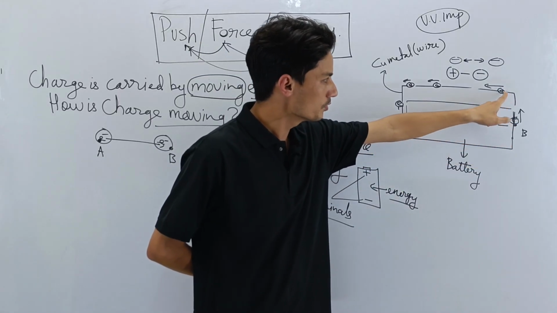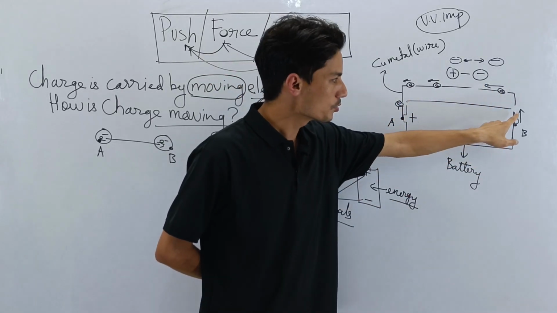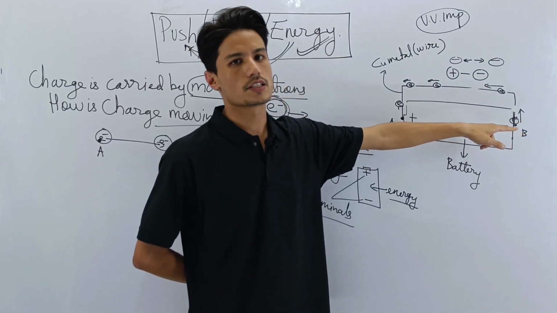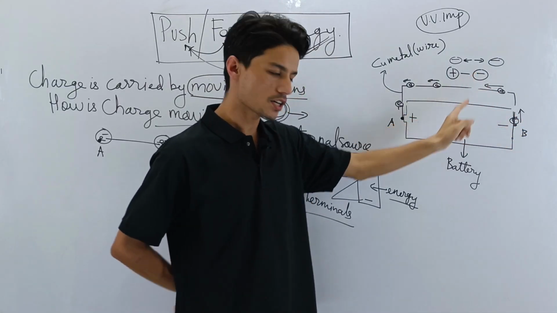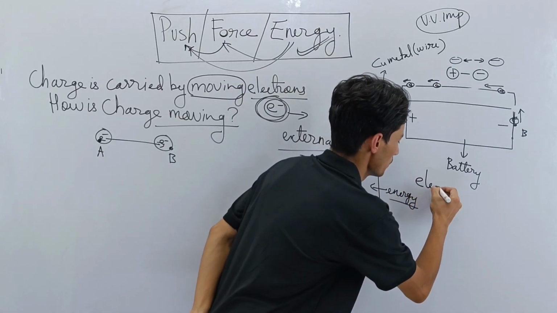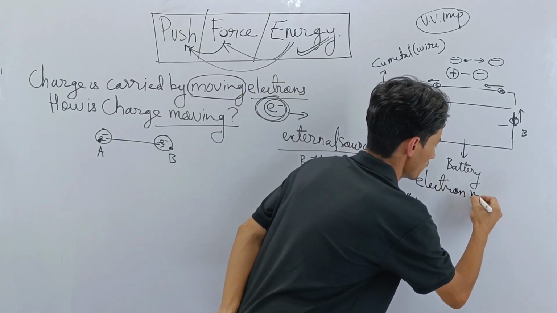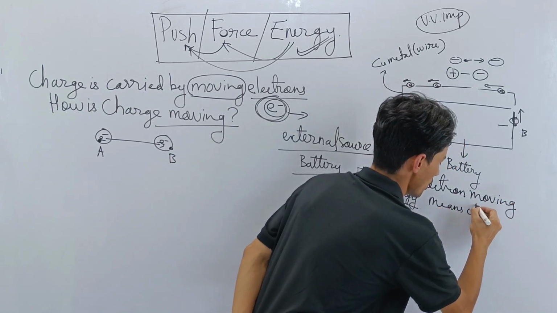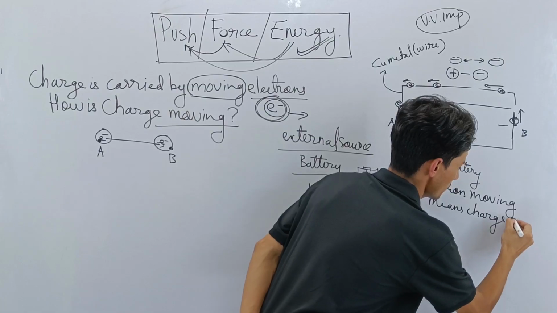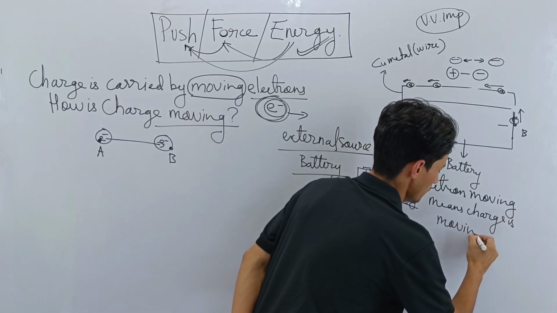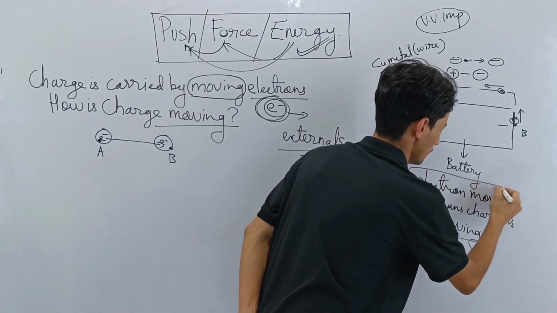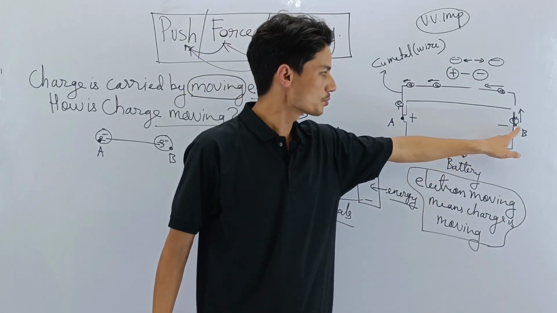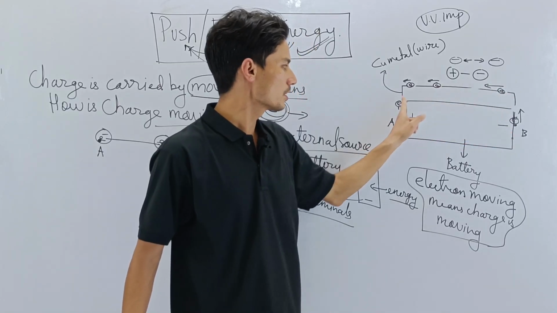So did the electron move? Is the electron moving? Yes. Electron moving means charge moving. So when the electron moves, charge is moving. Electron moving means charge is moving, is it not? Very important point. Electron moving means charge is moving. So the electron is moving. Since the electron is moving, charge is moving.